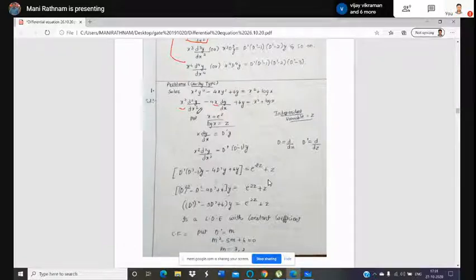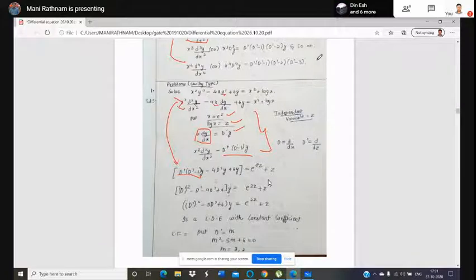So x square d square y by dx square minus 4x dy by dx plus 6y equal to x square plus log x. First you have to substitute x equal to e power z. Wherever there is x you substitute e power z, wherever log x you substitute z, wherever x dy by dx you substitute D dash of y, and x square d square y by dx square you substitute D dash minus 1 of y. These four substitutions convert the problem into a constant coefficient differential equation.